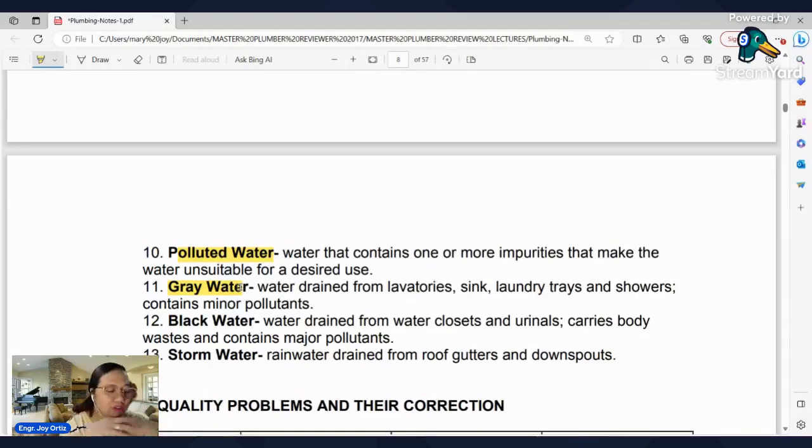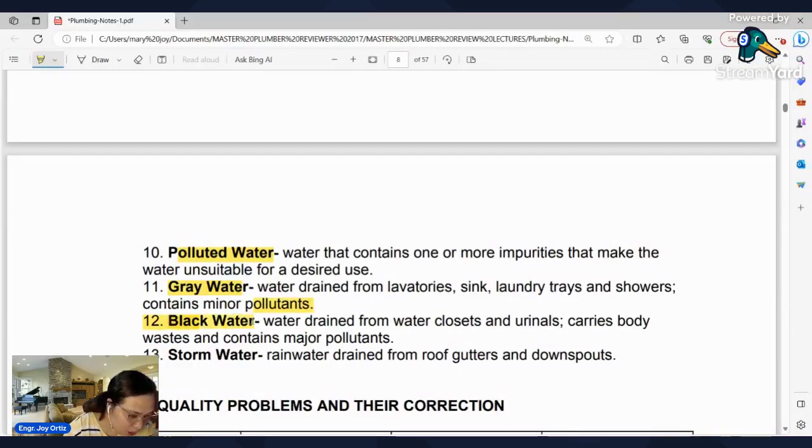So it means, I only learned just now, that polluted water has impurities. Gray water is drained from lavatories, sinks, laundry trays, and showers, and contains minor pollutants. So it is not yet really polluted, but it is gray water. Okay, I learned something new again.